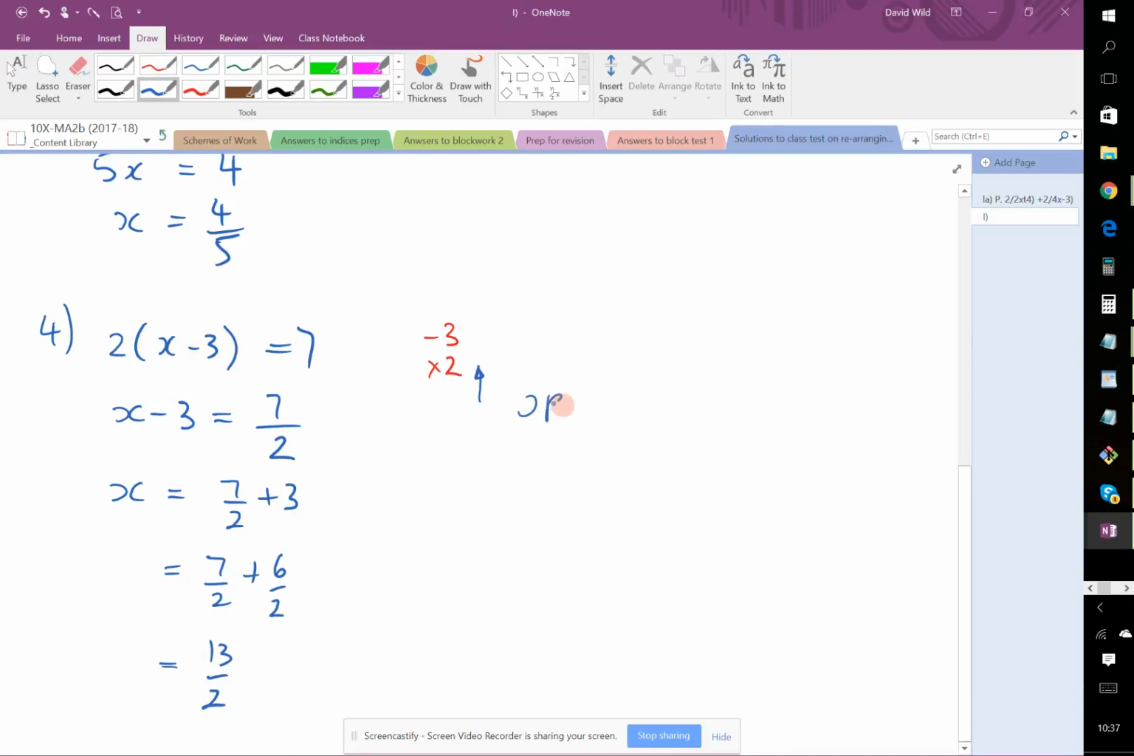Okay, or you could have done it this way. You could have multiplied out the brackets first, add 6 to both sides, and then divide both sides by 2. And we get the same answer.